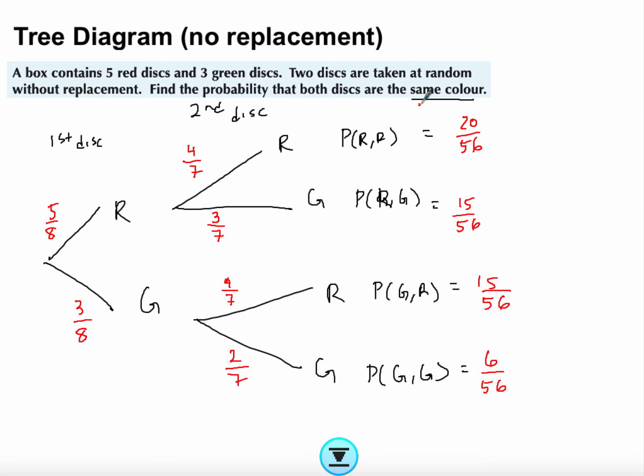Now to answer the question, we want the probability of both discs being the same color, so either red and red or green and green. So red and red is 20/56 and green and green is 6/56. So adding them up, we get 13/28 in simplified form.